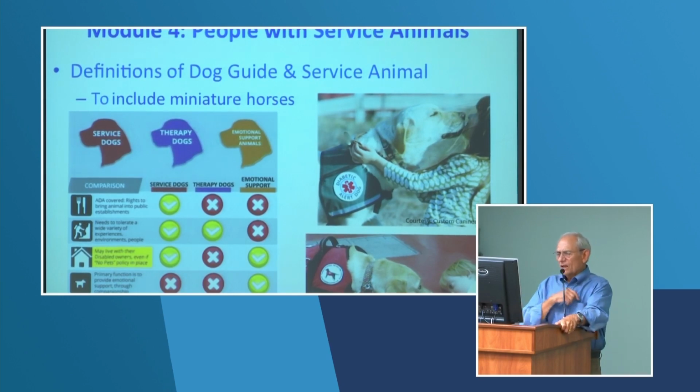So a service dog needs to tolerate a wide variety of experiences. Also, a therapy dog does. Now, the primary function of an emotional support dog is to provide emotional support through companionship. Now, an emotional support dog is not supported under the ADA.